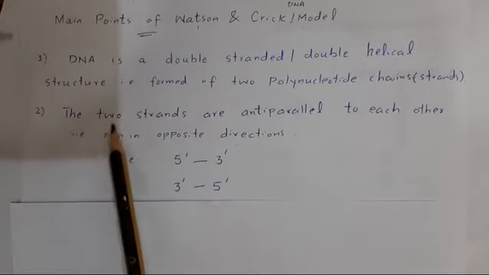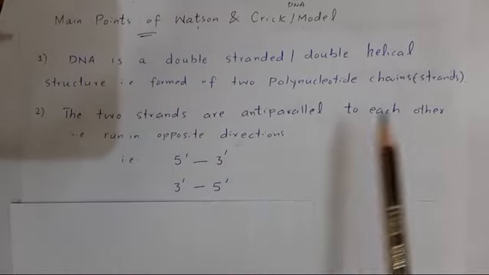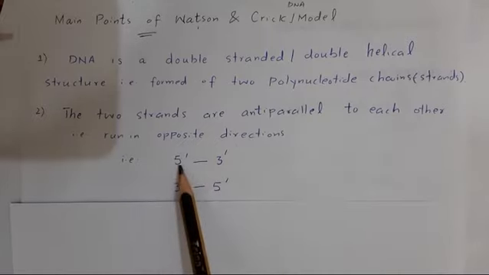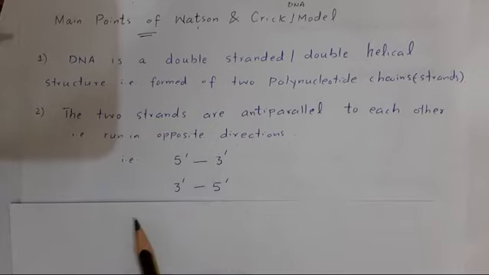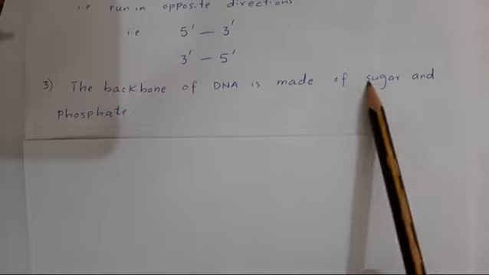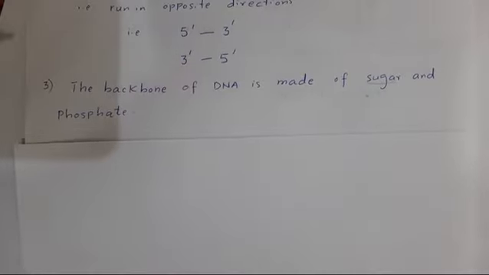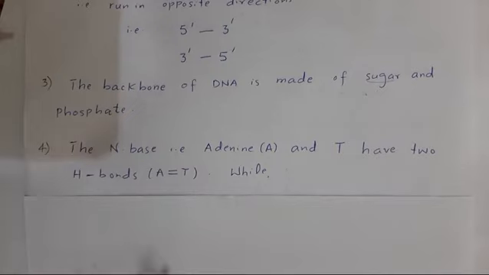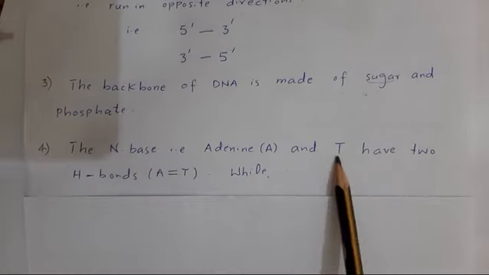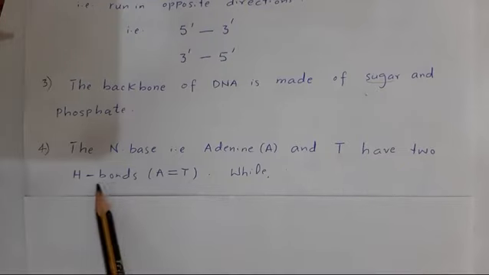Number 2, the 2 strands are anti-parallel to each other. That is, they run in opposite directions. One strand runs in the 5' to 3' direction, and the other in the 3' to 5' direction. Number 3, the backbone of DNA is made up of sugar and phosphate.